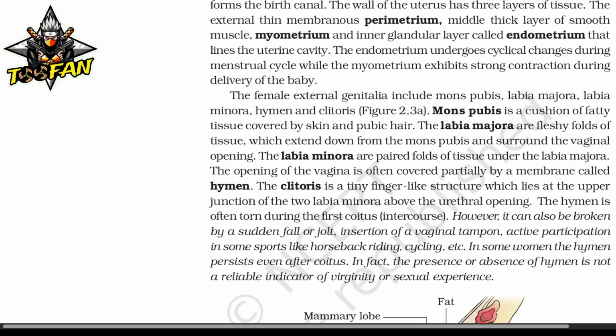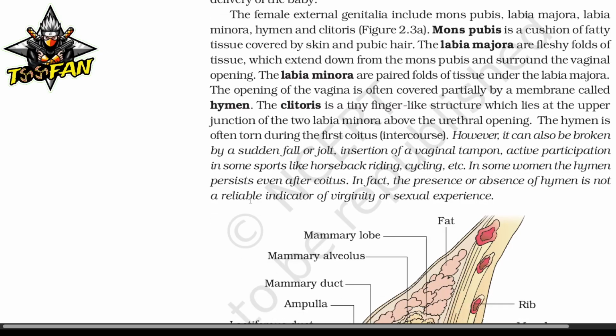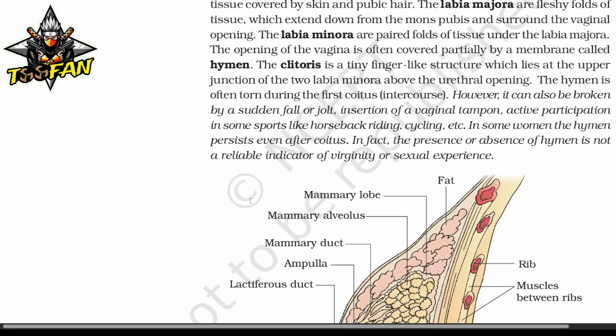The hymen is often torn during the first coitus (intercourse). However, it can be broken by sudden falls or jolts, insertion of a vaginal tampon, or active participation in some sports like horse riding, cycling, etc. In some women, the hymen persists even after the coitus. In fact, the presence or absence of hymen is not a reliable indicator of virginity or sexual experience.